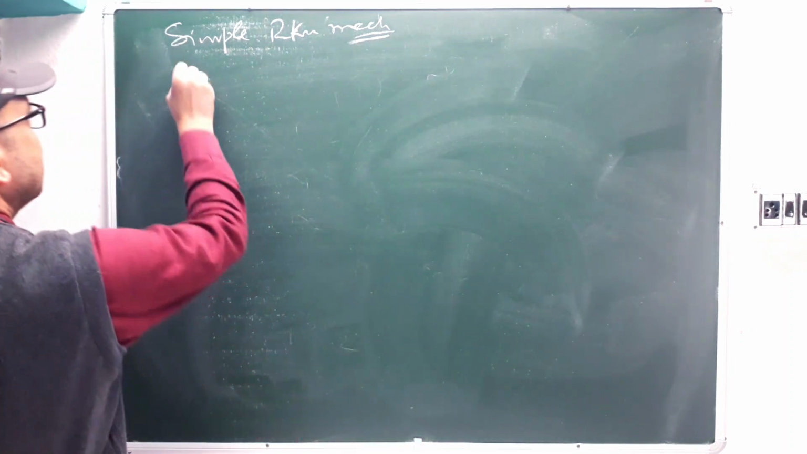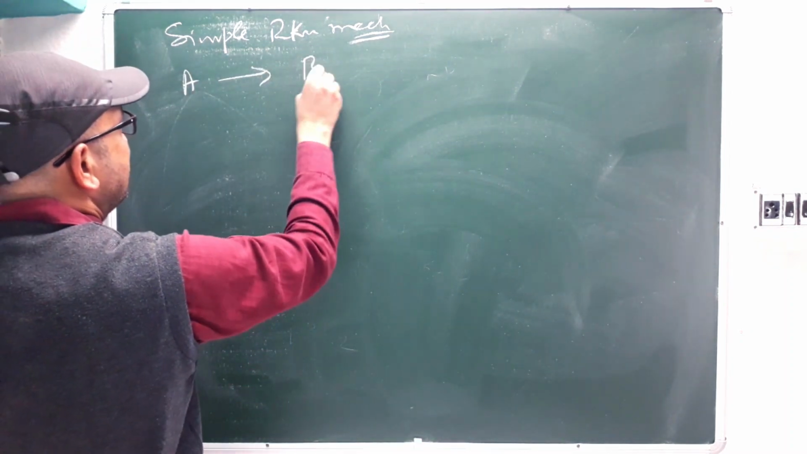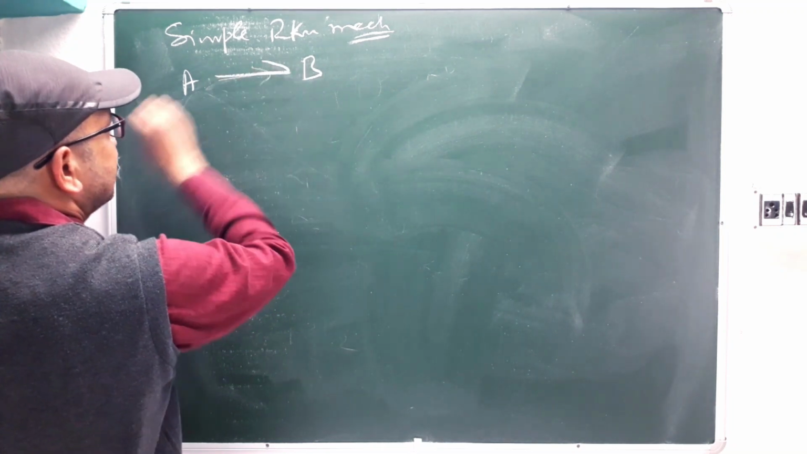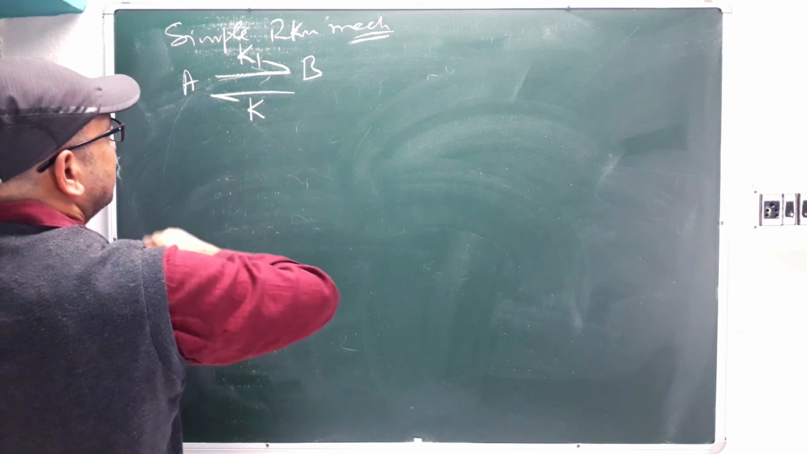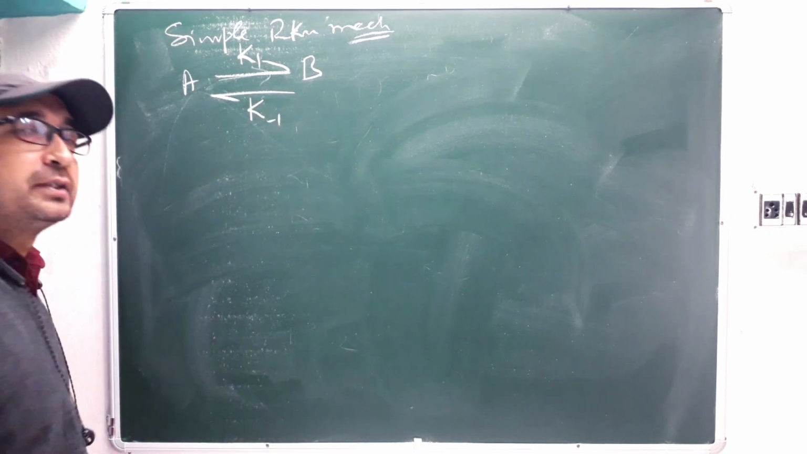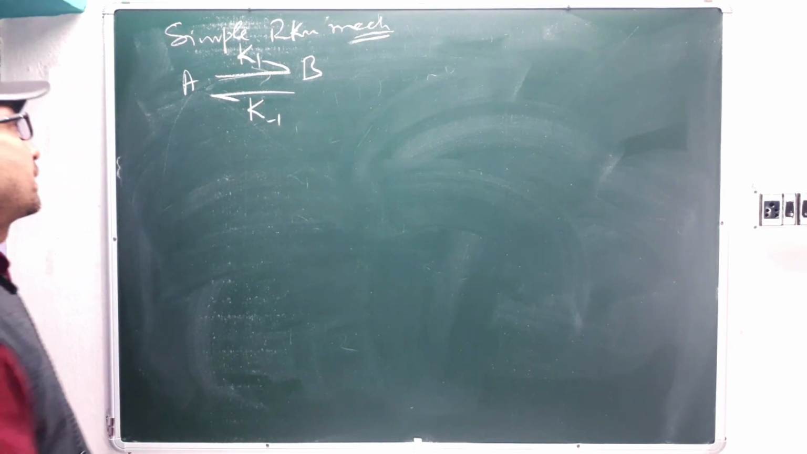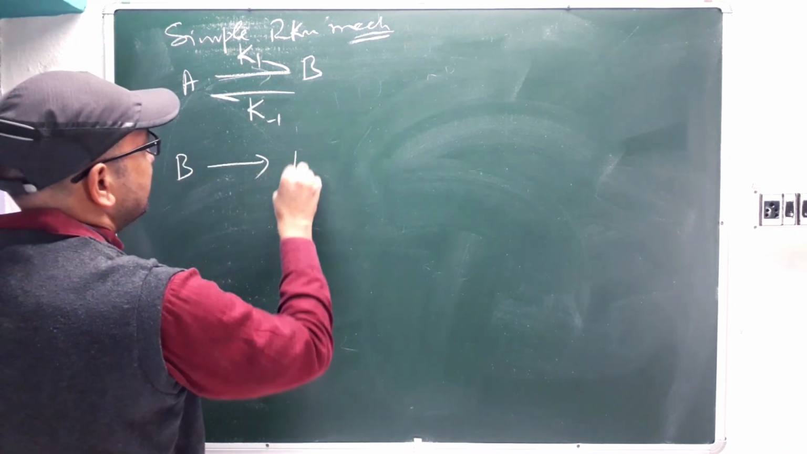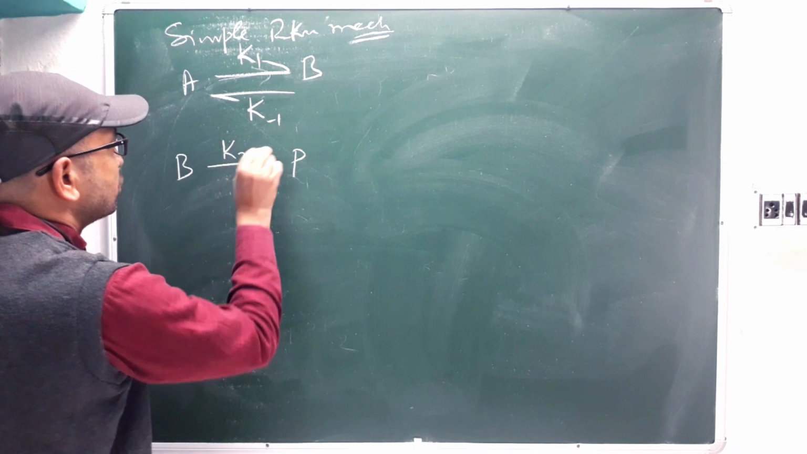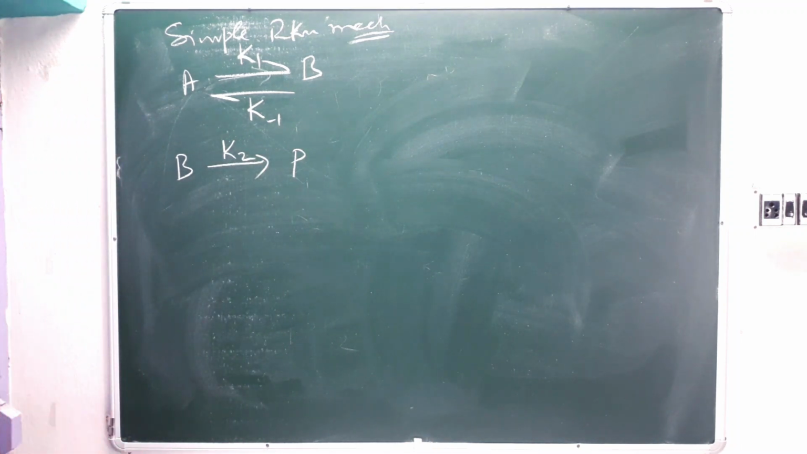So type 2 means from A to B you are getting, I'll use this arrow, that is the K1, and from B again you are getting product A. So they are maintaining the equilibrium, correct? And then in the next step, whatever the B has formed, from this you are getting the product. So this is K2. So how you are going to calculate for this type of reaction, okay?